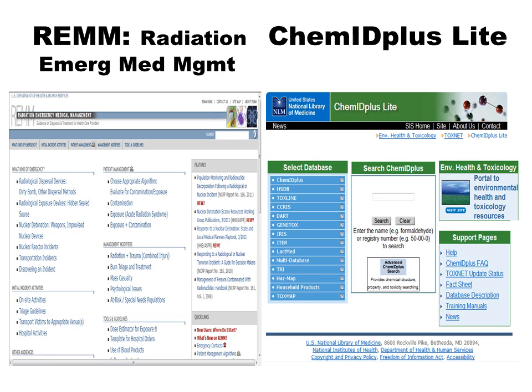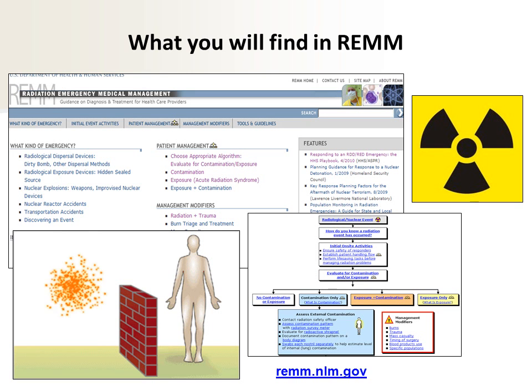REMM, Radiation Emergency Medical Management, and ChemID Plus Lite for toxicology materials, shown here, are two other valuable resources. These are easy to use, but they also have a How to Get Started help section. Here's an example of what you find in REMM. Note the dirty bomb blast alert.